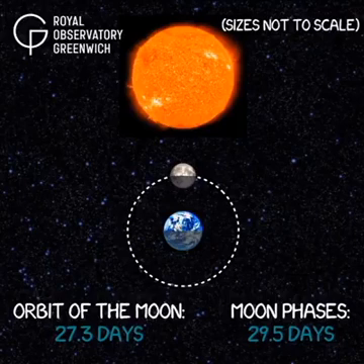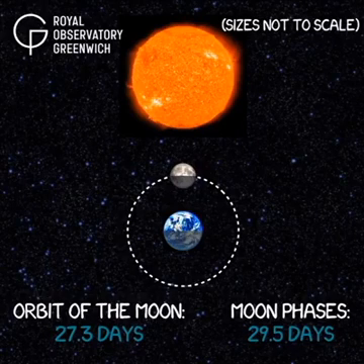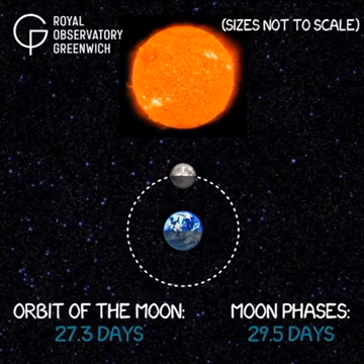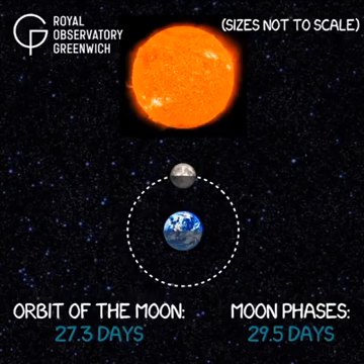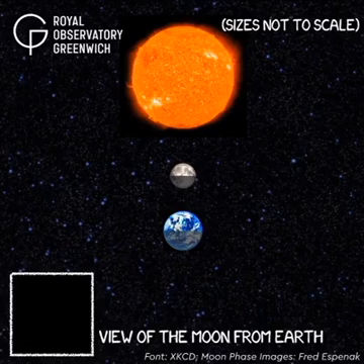For the Moon to orbit the Earth, it takes a little over 27 days. However, to go through all of the phases, from new moon back to new moon, that takes 29.5 days, so nearly a calendar month. The Islamic calendar is based on moon phases.